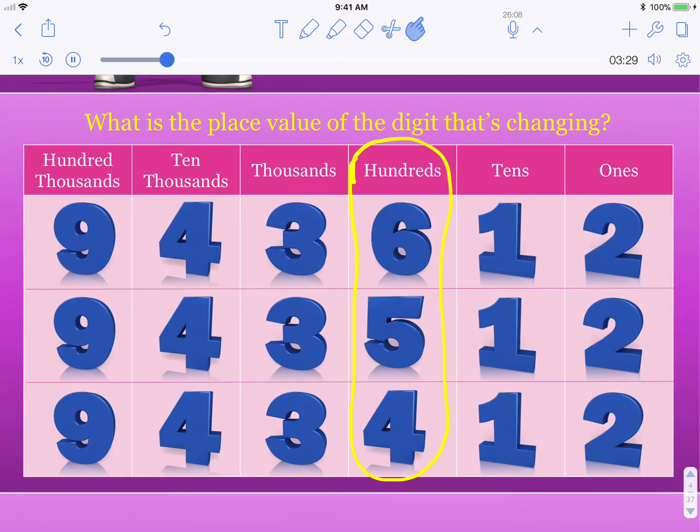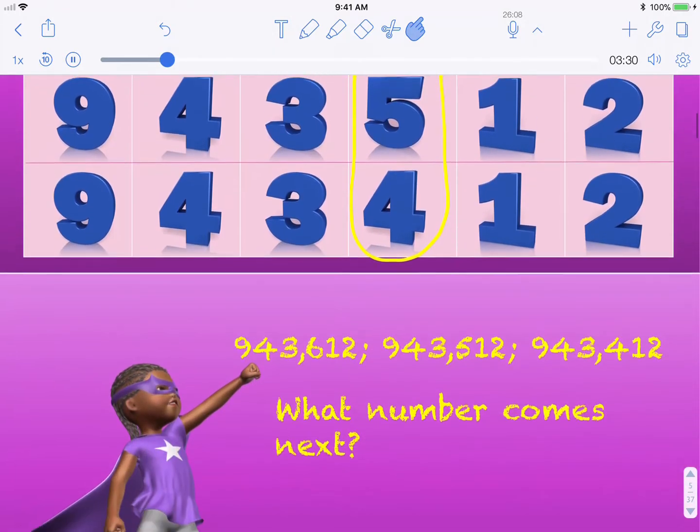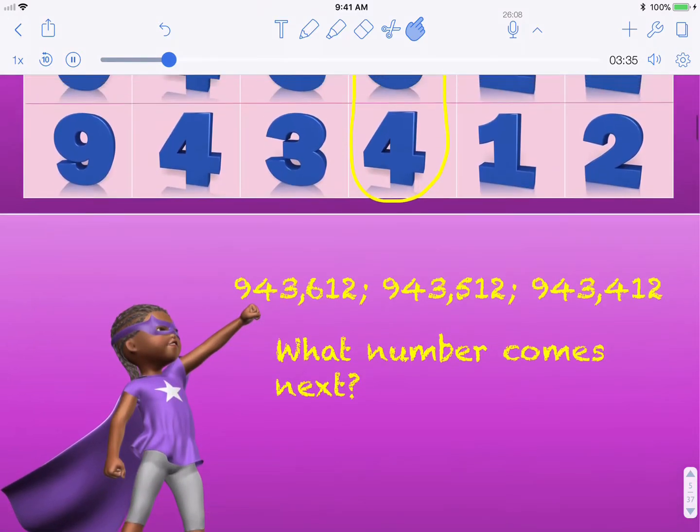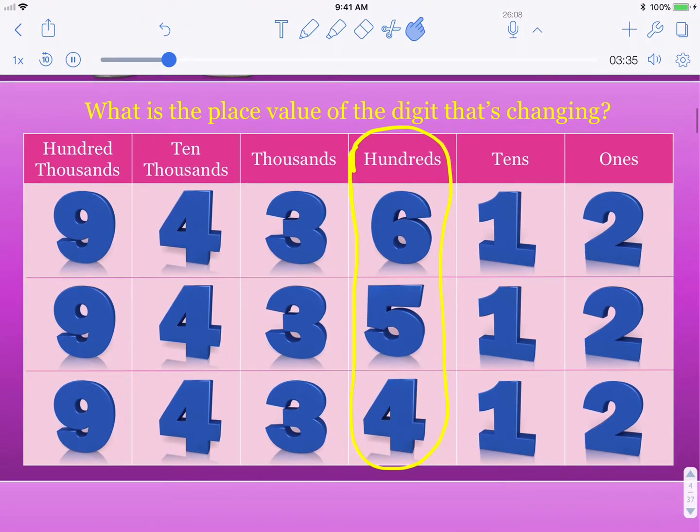Okay, let's look at this slide. What number comes next? We're going to go back to the previous slide. Look at the pattern. What's going to go next? If I were to write a number below, what would go next? All numbers would stay the same except the number in the hundreds place. Is it getting bigger or smaller? I want you to write the number that comes next in the space below.